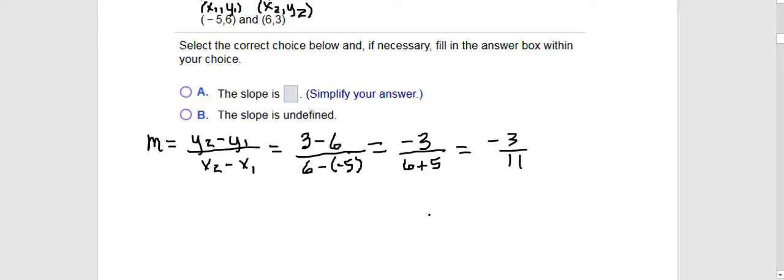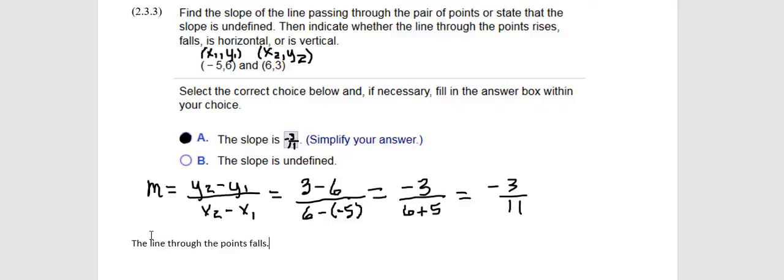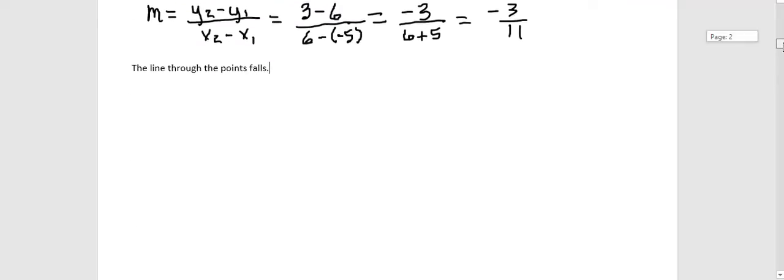And when I carry out the operations, I wind up with the slope is negative 3 over 11. So I select A. When I'm in my math lab, I'll type negative 3 over 11 in the box. And then I'll also have to determine whether or not the line rises or falls. Whenever the slope is negative, the line through the points falls. So a negative slope corresponds to a falling line.